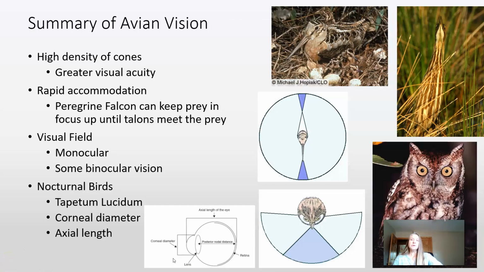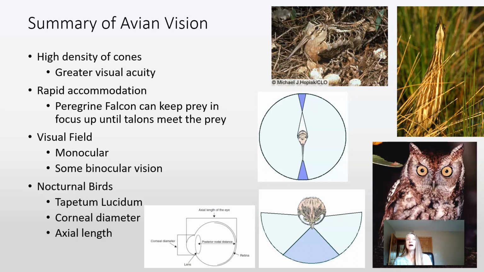All right, so when we think about the eye, there's areas on the retina that have higher density of cones. Anytime you have a higher density of cones, you're going to have higher visual acuity. So we have rods and cones. Rods are going to help with nighttime seeing, cones with color and daytime seeing. So when you have a higher density of cones, you have higher visual acuity in those areas.